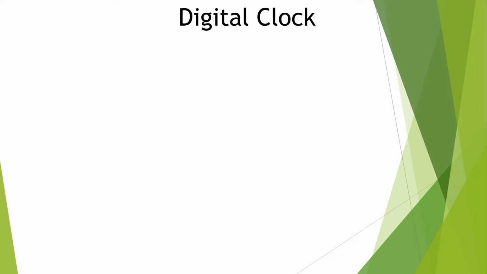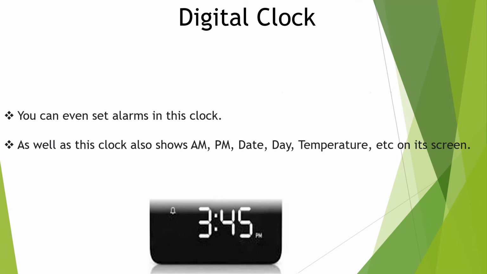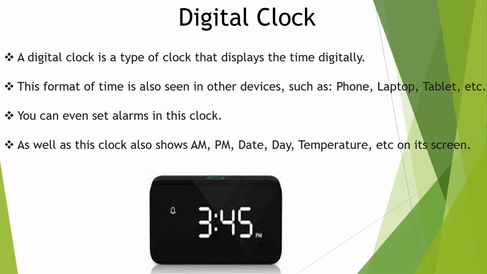So in this slide we are going to learn about digital clock. A digital clock is a type of clock that displays the time digitally. This format of time is also seen in other devices such as phone, laptop, tablet, etc. You can even set alarms in this clock, as well as this clock also shows AM, PM, day, temperature, etc. on its screen. So here given below is the picture of a digital clock. Let's move on to next slide and learn about other things.